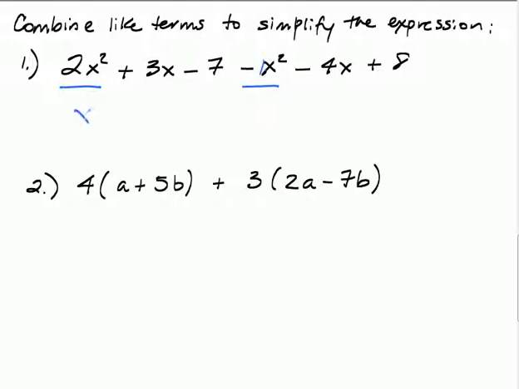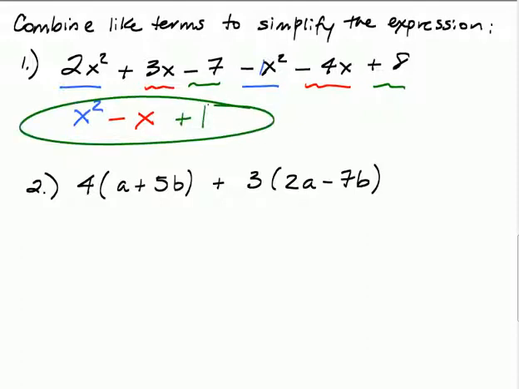We would have 1x squared, and I'm just going to write that as x squared. Then we'll take a look at, here's an x. Do we have any other x's? Yep, there's an x there. 3x minus 4x, we would get minus x. And then finally, let's take a look at our constants. We have a minus 7 and a plus 8. What does that add up to? Plus 1. So there's our colorful answer, and that is obviously much simpler than what we started with.